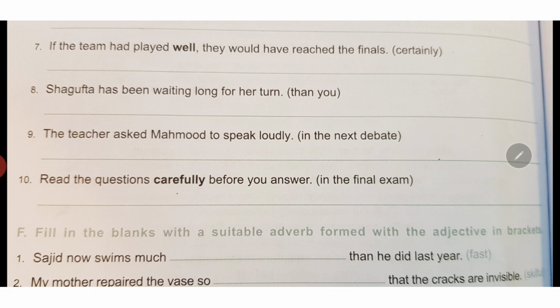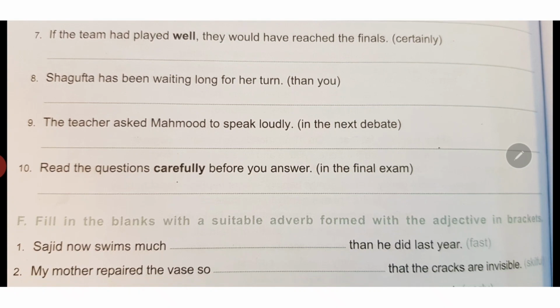Number 7, I will read it. If the team had played well, they would have reached the final certainly. Well is the adverb here, and we have to convert it into the second degree, which is called the comparative. So it will become better. Well will be changed into better, and with this better, you will put the certainly over there. The certainly will be defining this adverb. Let's start writing the answer, students.